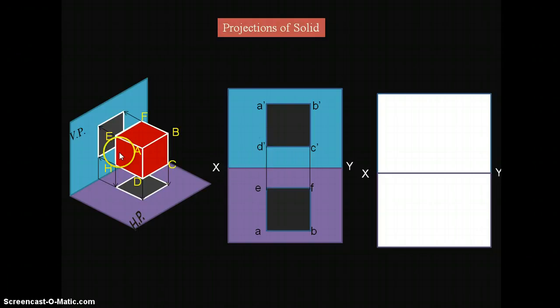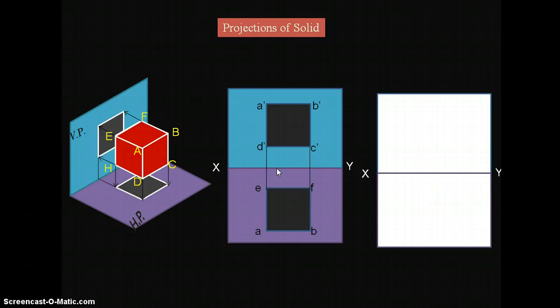And again I'm assuming 20 mm in front of the vertical plane. 20 mm in front of the vertical plane means in the top view we can see that. So the top view will be at a distance of 20 mm from the XY reference line. So it is 30 mm above the horizontal plane and 20 mm in front of the vertical plane.